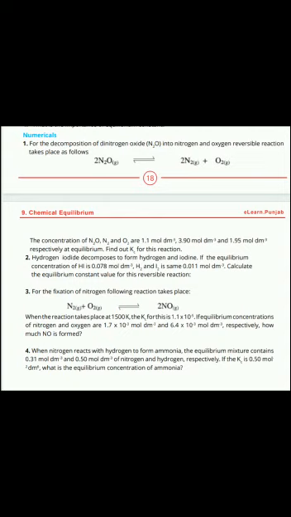You will write data, formula, Kc expression. Kc is equal to, in the numerator you will write NH3 raised to power 2 divided by N2 raised to power 1 and into H2 raised to power 3. By putting values into the equilibrium constant expression, you will find the equilibrium constant.